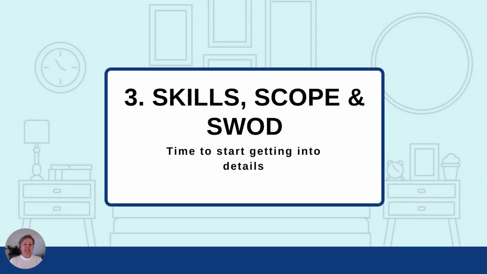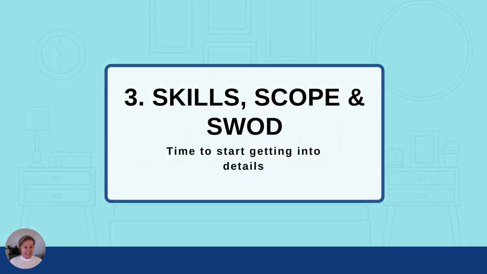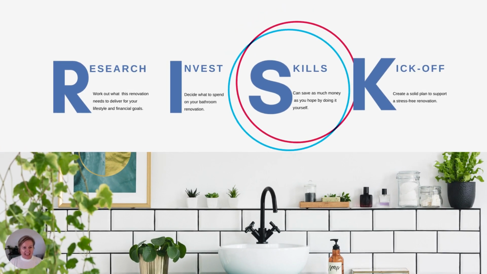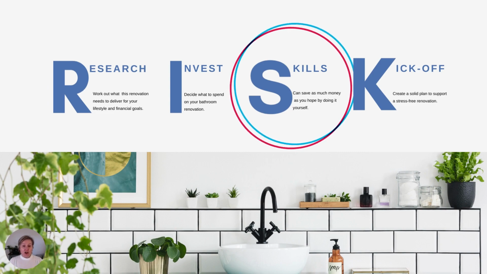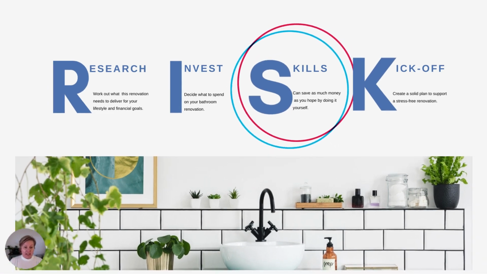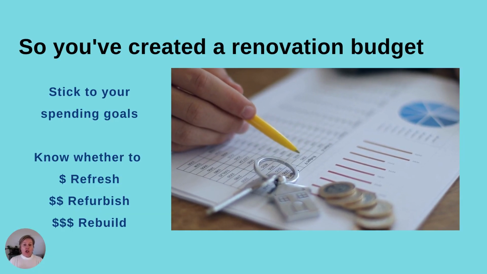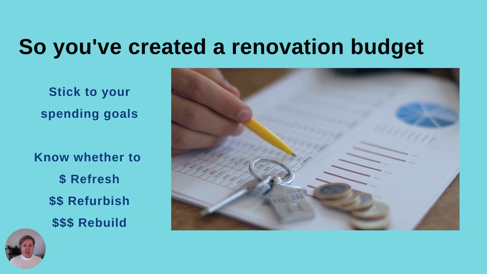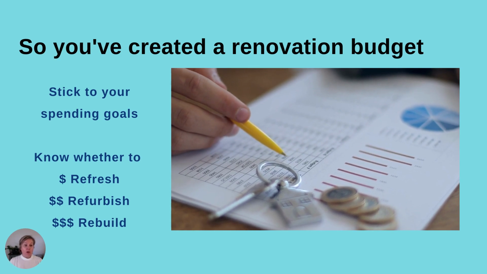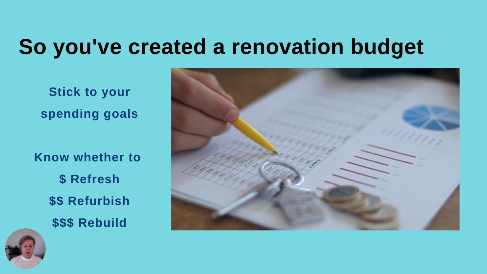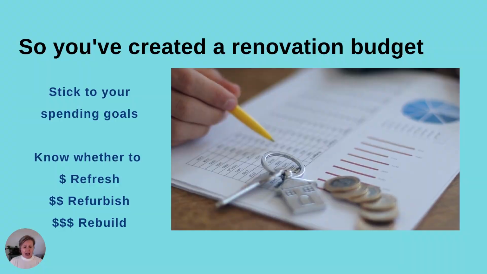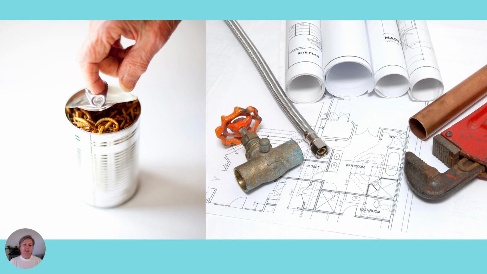Welcome to Skills, Scope and SWOT, where you're going to start getting into some of the nitty-gritty details of your renovation planning. As you know, we're now in the skills section, but we do get a little bit more detailed as we progress through this. You should have already created your renovation budget and ascertained your renovation level, whether you're refreshing, refurbishing or rebuilding, and these give you really great anchor points to come back to in your renovation.